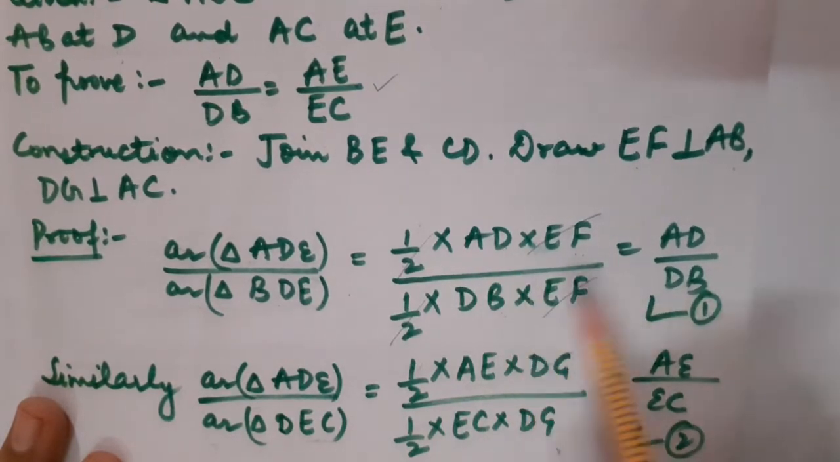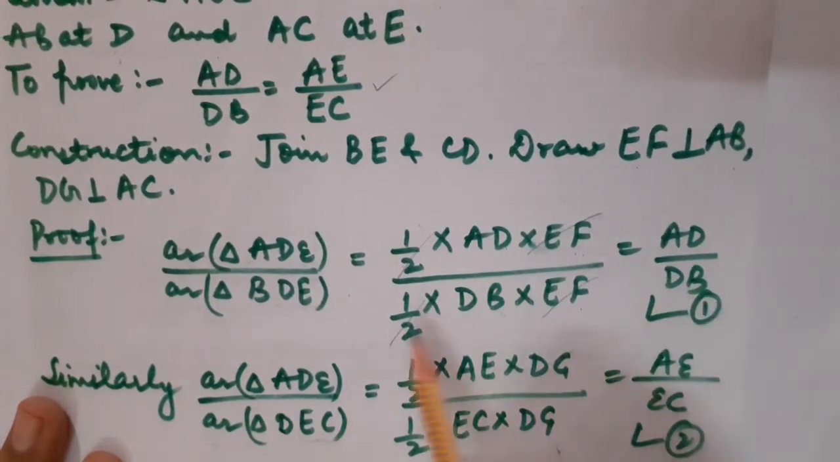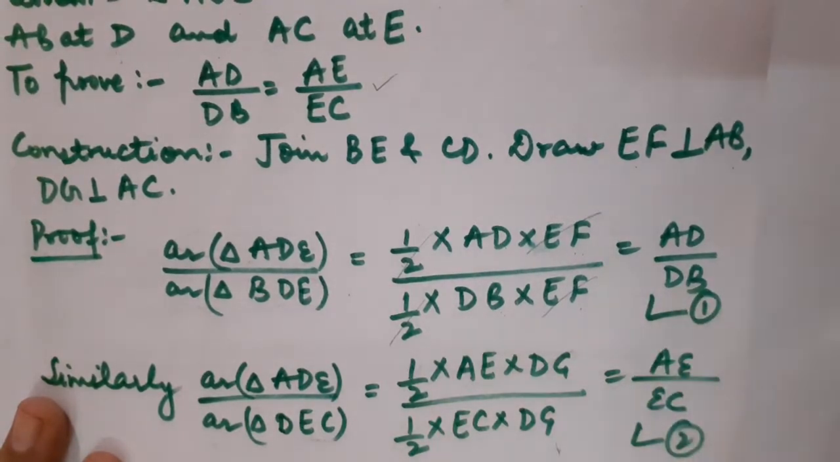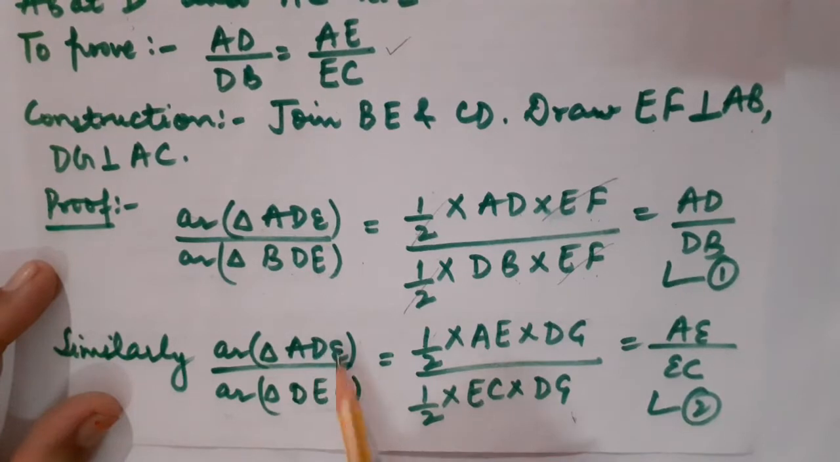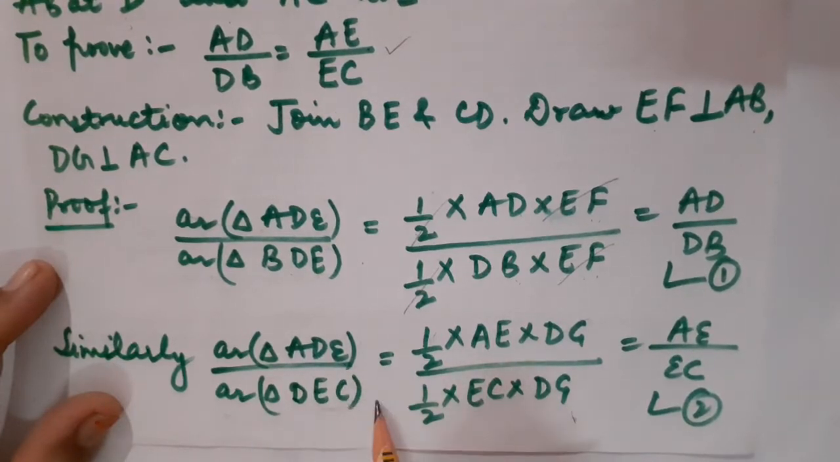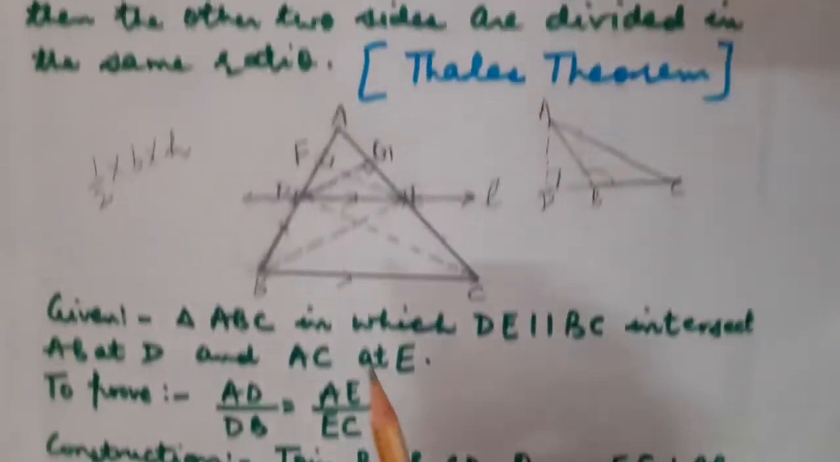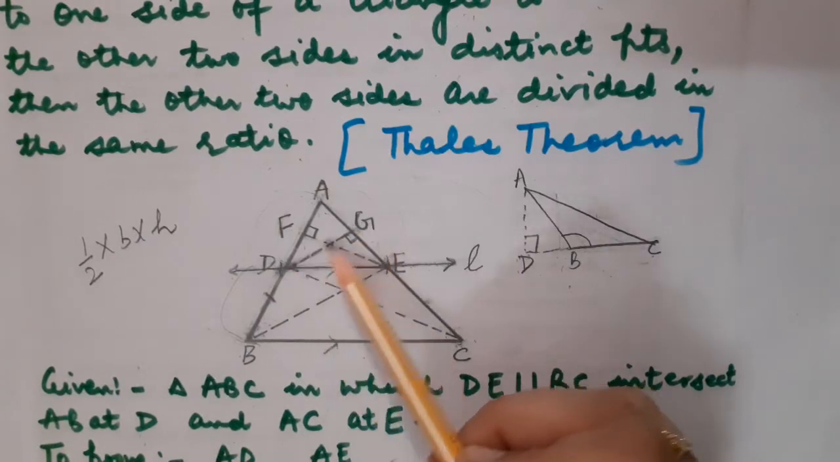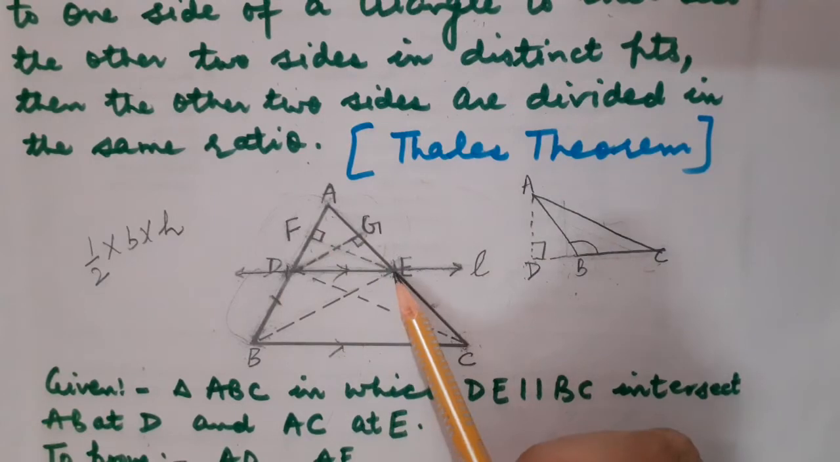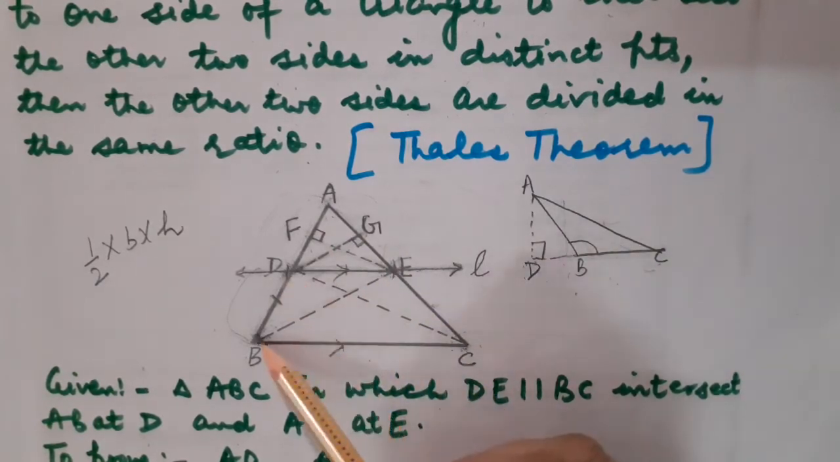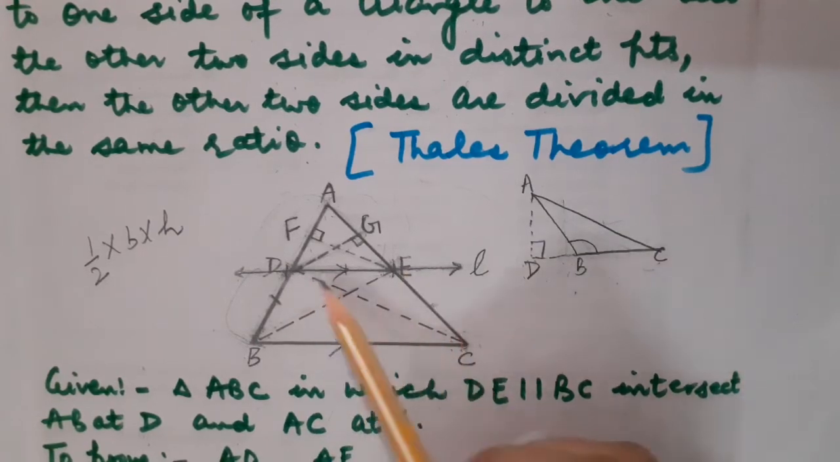So we are left with AD upon DB. Let us consider this as equation number 1. Now children, let us calculate the ratio of the areas of another two triangles, taking DG as an altitude. Now DG will be the altitude. So I am going to take triangle ADE and triangle DEC. Here I took BDE, now I am going to take DCE.